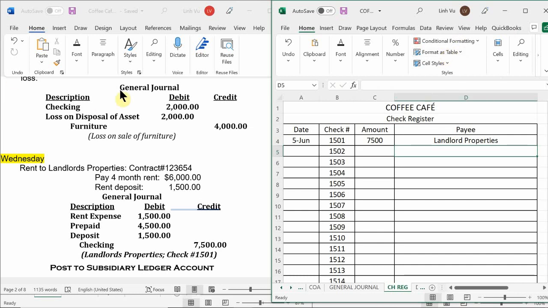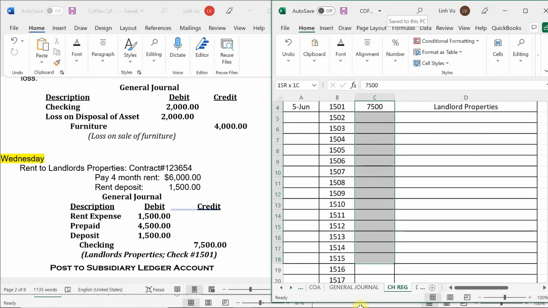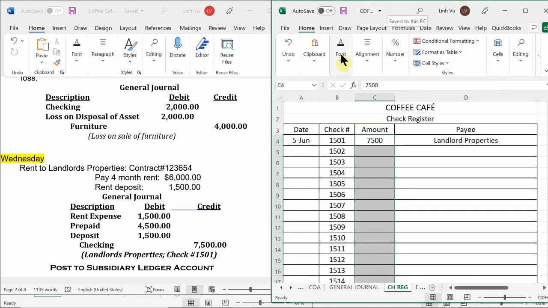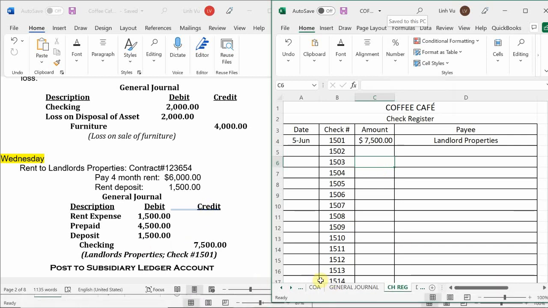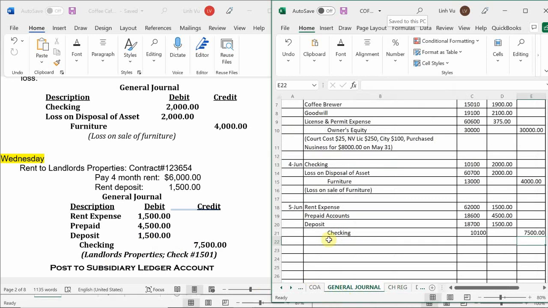So there you go, and I'm going to go ahead and format this the way I like it. There we go. $7,500 is what I wrote, and I used check number 1501. Okay, so then I'm going to go ahead and put in my description, right?